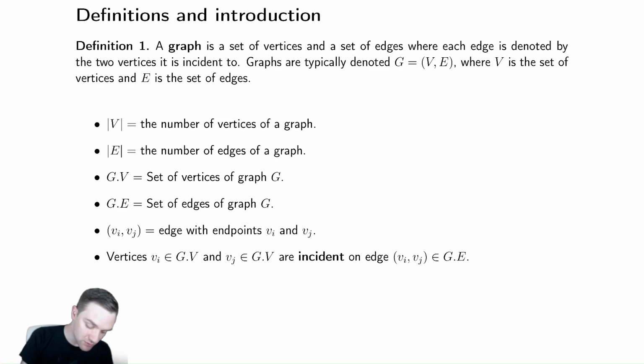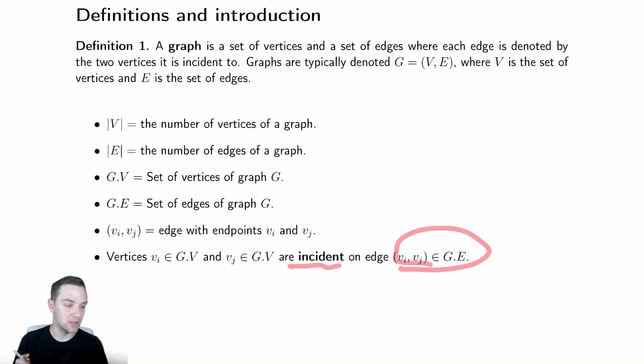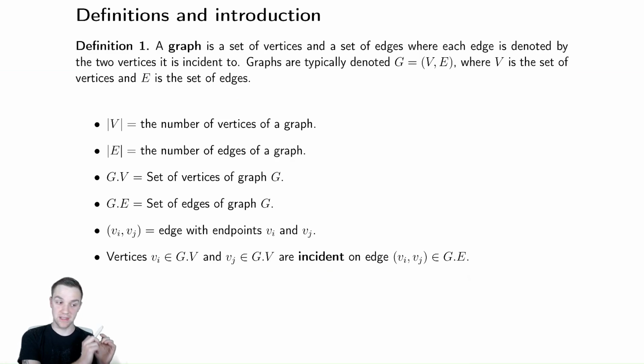To denote an edge, we write it as a tuple, Vi, Vj, and those are the two endpoints of the edge, the two vertices it connects. And the last thing I will mention, a bit of terminology, is that a vertex is incident on the edge Vi, Vj. So the vertices are incident on the edge which has them on it.